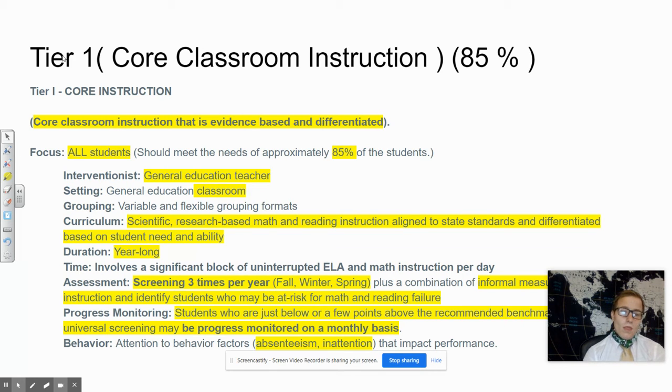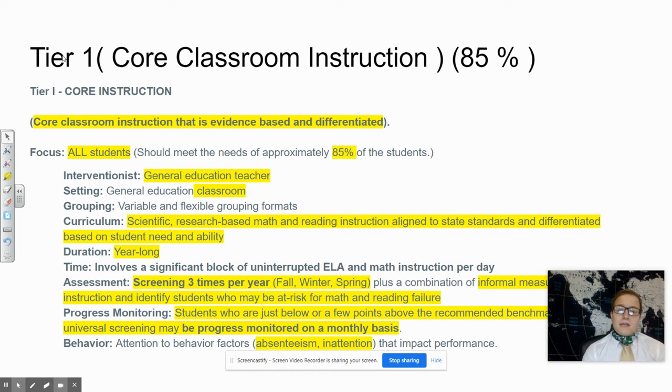etc. Curriculum is scientific, research-based math and reading instruction aligned to state standards, so is science, and differentiated based off student need and ability. This is current curriculum best practices. This should be all students. So when we say differentiate, we mean every student should have a different learning pathway. Everybody does. The duration is year long.